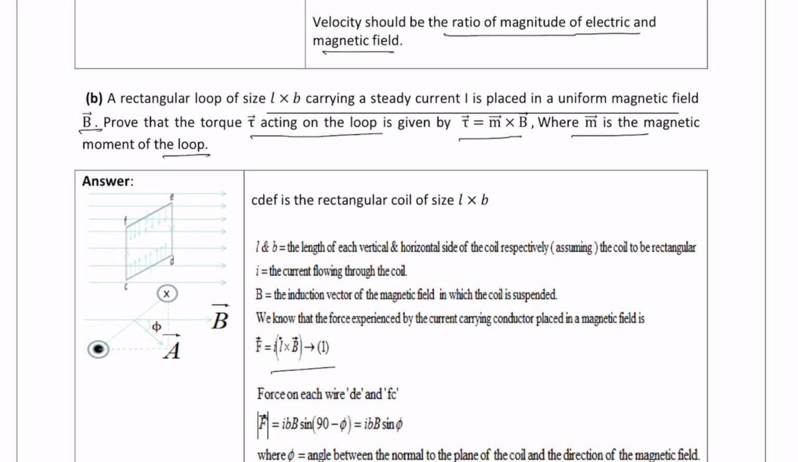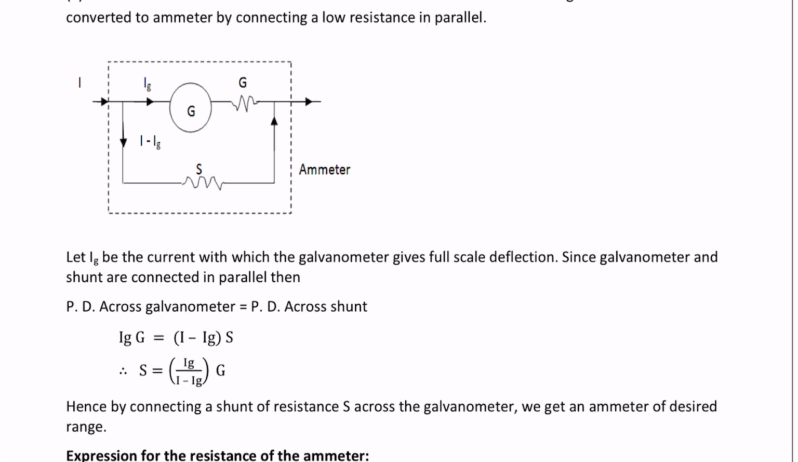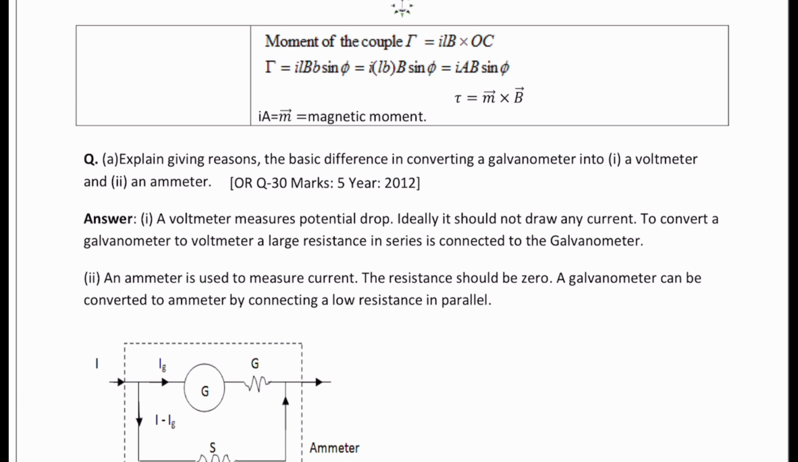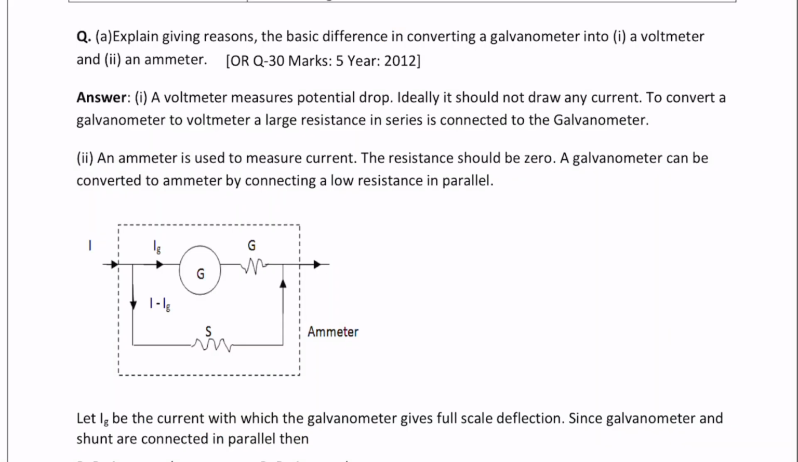Earlier we solved this question, so we will skip this one. Okay, so torque is equal to M cross B. Now next question. Explain, giving reason, the basic difference in converting galvanometer into a voltmeter and ammeter.